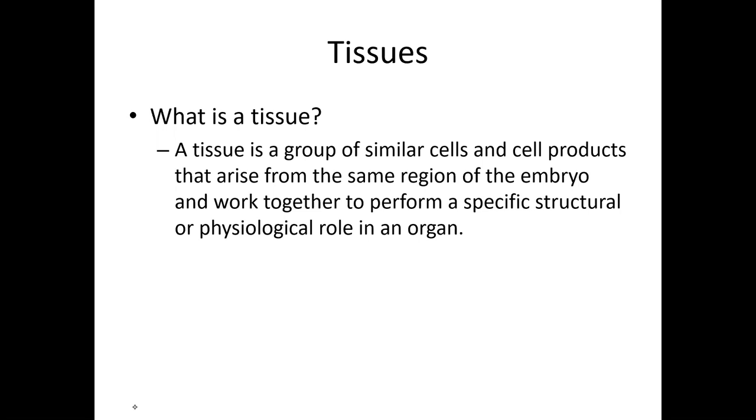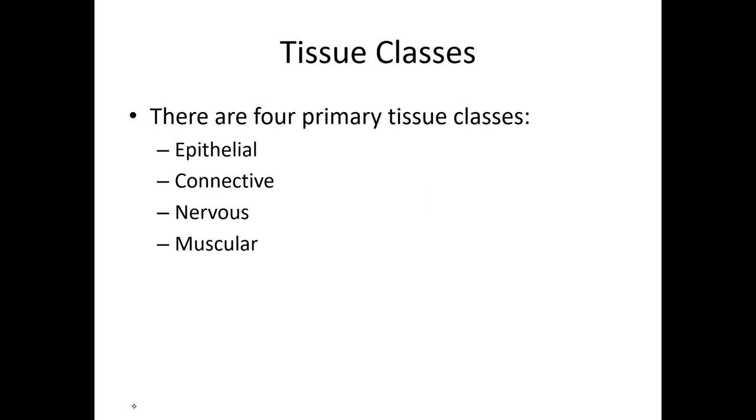There are four primary classes of tissues. There are epithelial tissues, connective tissues, neural and muscular tissues. These are your four primary tissue classes.